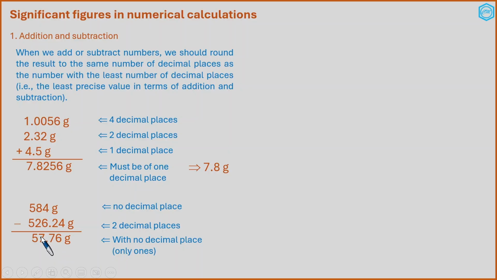So we have to retain this 7 and the digit to be dropped is 7. It is higher than 5, so it increases by 1 unit. So the value will be 58 gram.